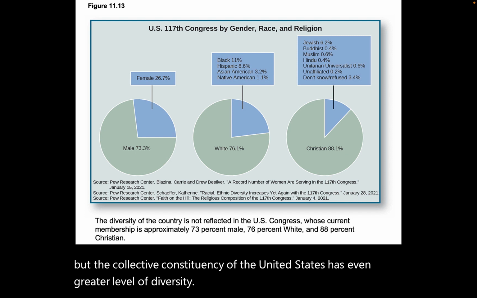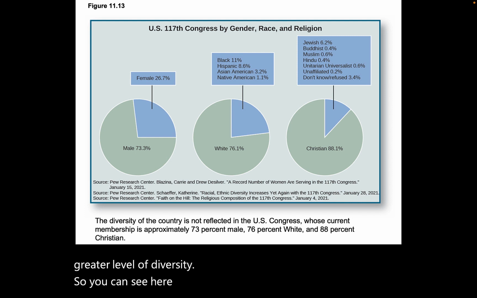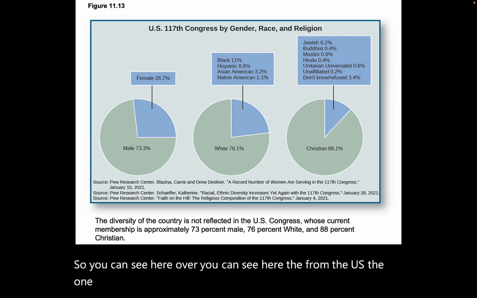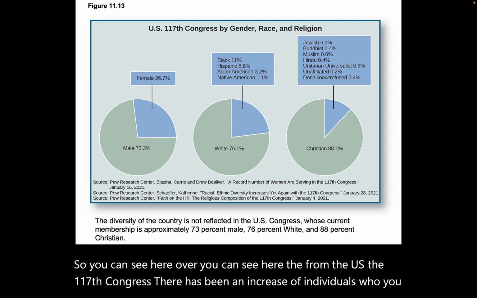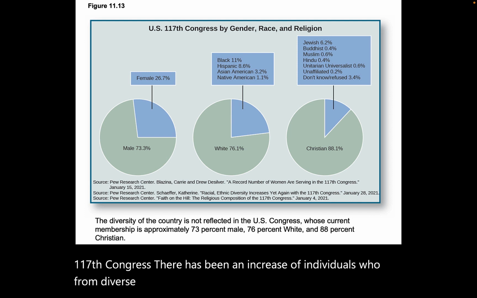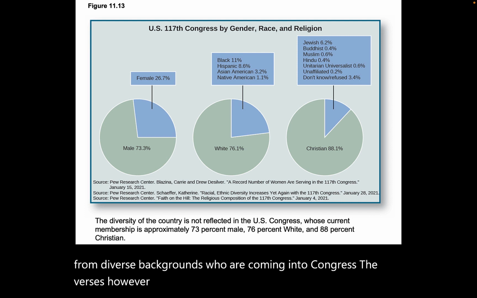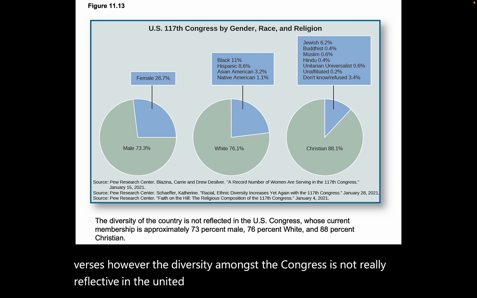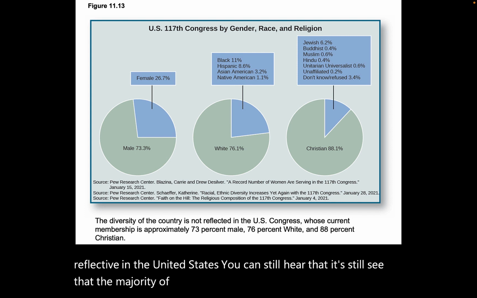So you can see here from the 117th Congress, there has been an increase of individuals from diverse backgrounds who are coming into Congress. However, the diversity amongst the Congress is not really reflective of the United States. You can still see that the majority of congressional officials are male, white Christians.